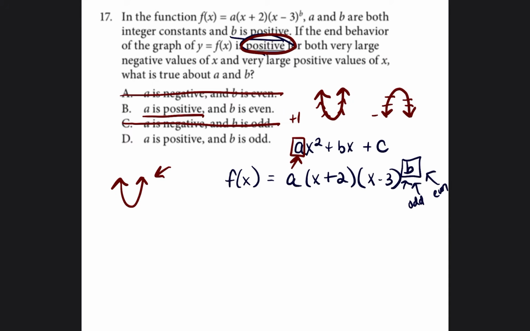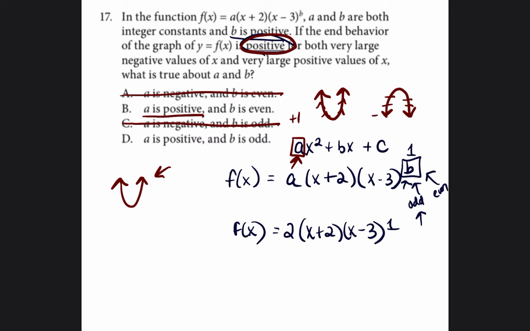So for example, I choose the number 1 for b, and number 1 is an odd number. So I'm going to go ahead and say a is 2, and we're going to have (2x plus 2)(x minus 3), and I'm going to put 1 in.